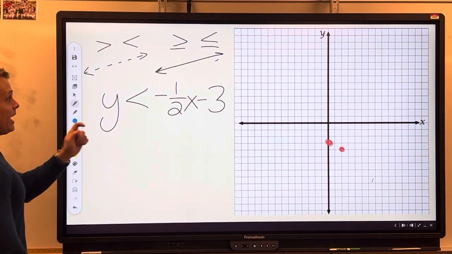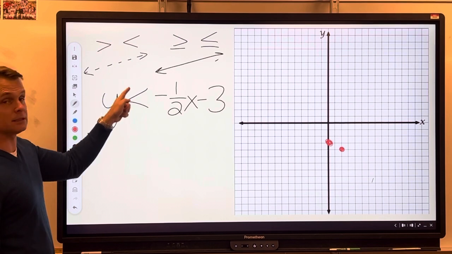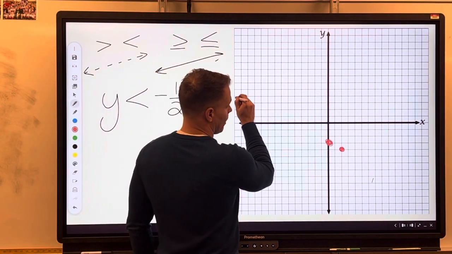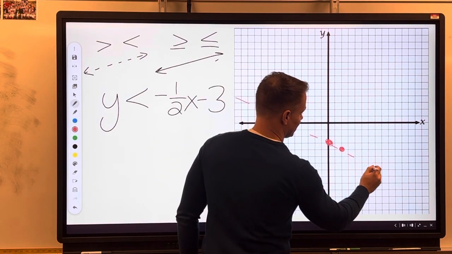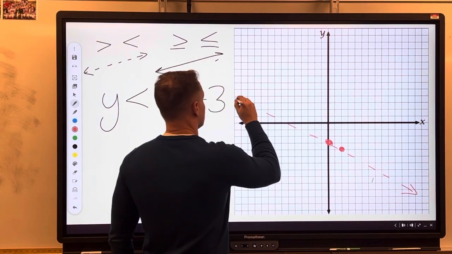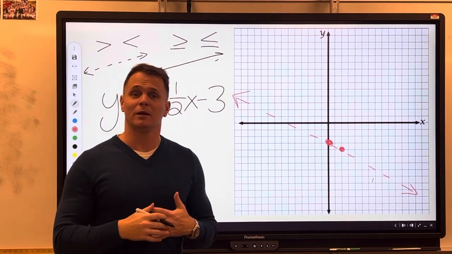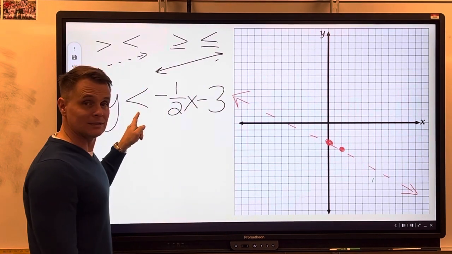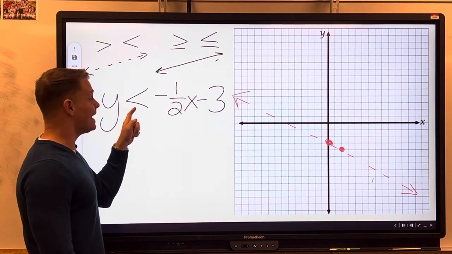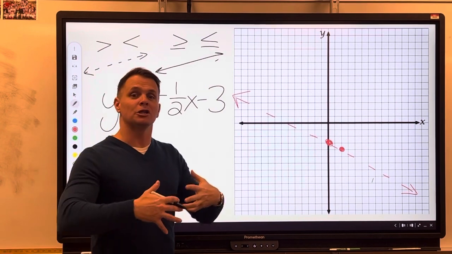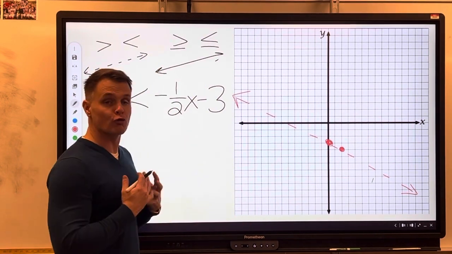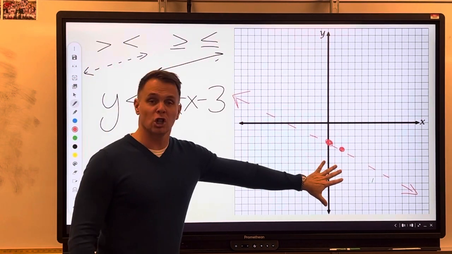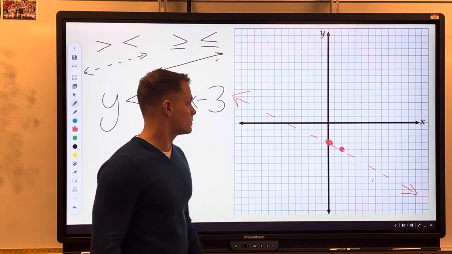Now I'm going to have a dotted line because it looks like this. Symbols that look like this use dotted lines. So I'm going to use a dotted line or a dashed line like this. And now what I'm going to do is I'm going to either pick a point and test it or look at it and see what this says. It says y is less than. If you're less than, you're below the line. If you're greater than, you're above it. So where is below the graph? Right down here.